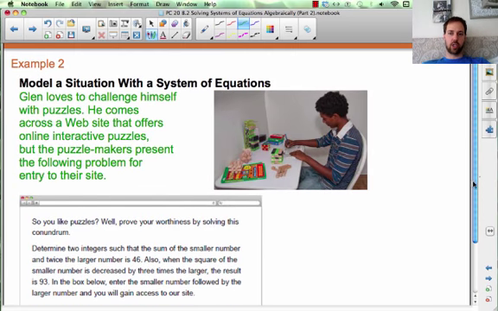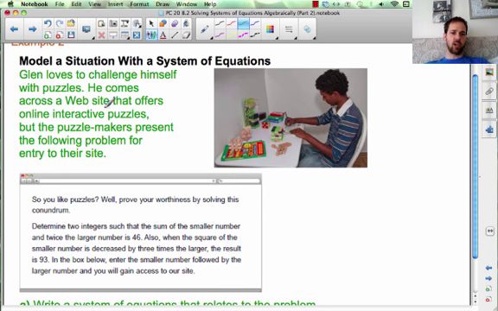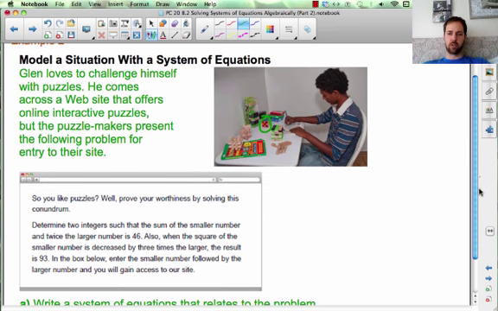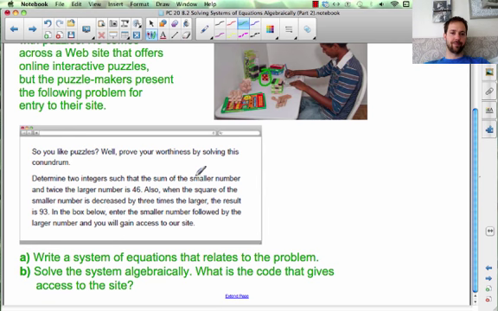Okay, modeling a situation. Glenn loves to challenge himself with puzzles. Good for Glenn. He's got his little Rubik's Cube on there. He comes across a website that offers online interactive puzzles, but the puzzle makers present the following problem for entry to their site. So you like puzzles? We'll prove your worthiness by solving this conundrum. Determine two integers such that the sum of the smaller number and twice the larger number is 46. A lot of information in here. Also, when the square of the smaller number is decreased by 3 times the larger number, the result is 93.